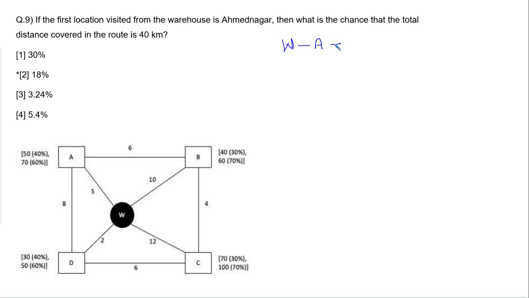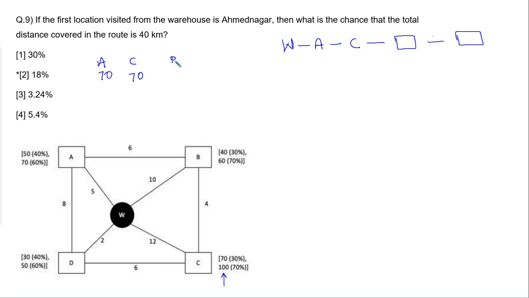It means Ahmednagar is having demand of 70. Then after Ahmednagar, the next location is going to be C, because the demand at C is going to be either 100 or 70. Now it cannot be 100 because the demand is satisfied in a decreasing order. So the demand at location C is going to be 70, not 100. Then after that, there is going to be B or D over here.